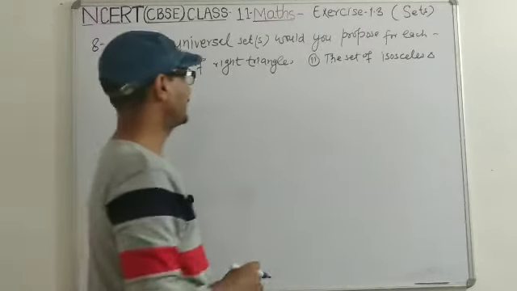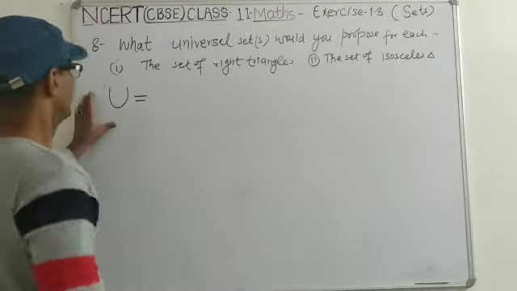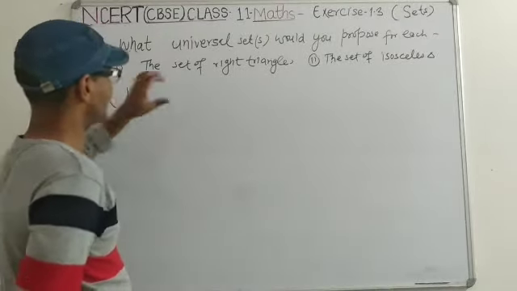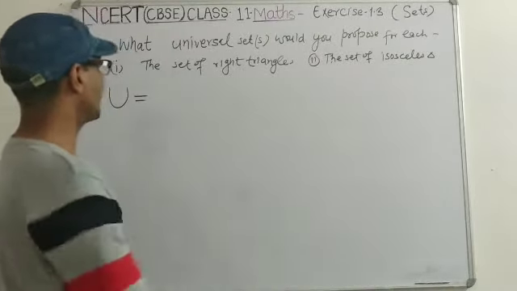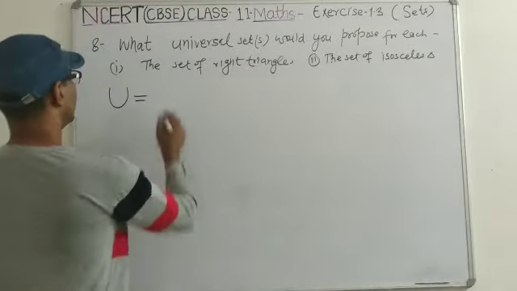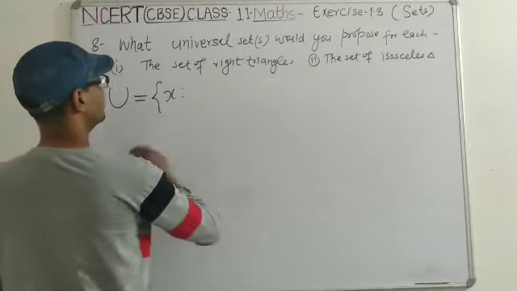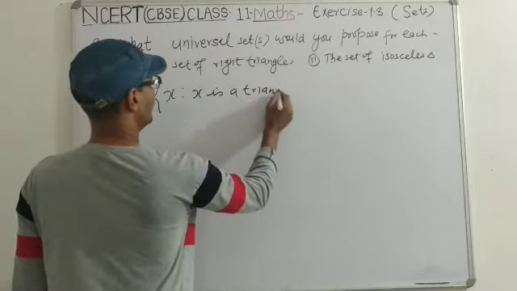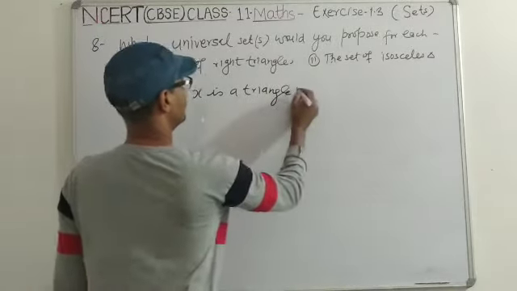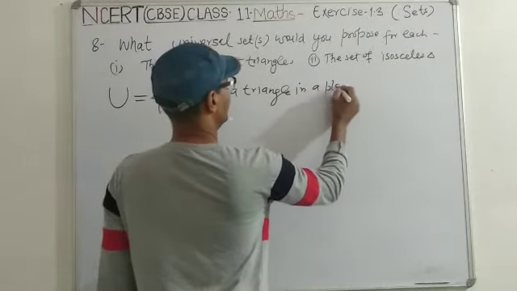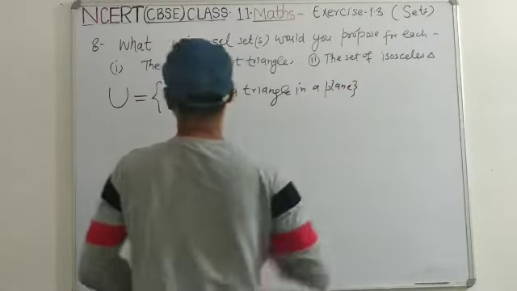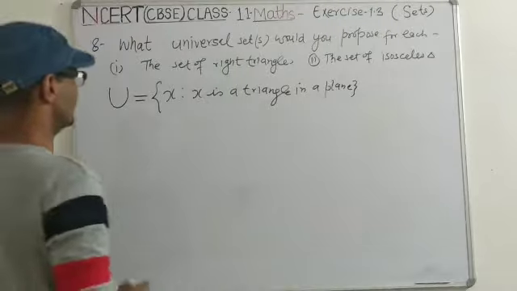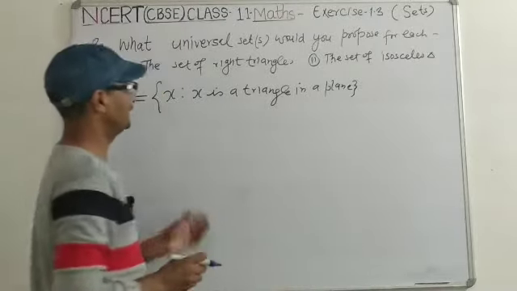What is the meaning of universal set? The sets should be inside it. The set of right triangles, then how to write? x such that x is a triangle in a plane. Set of right triangle, because what is the meaning of universal set?